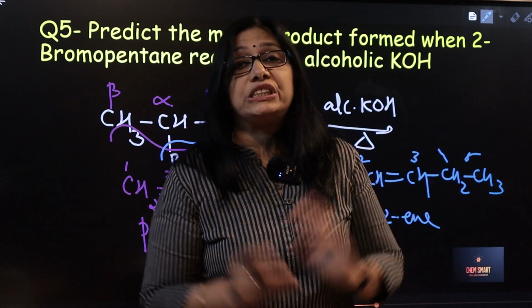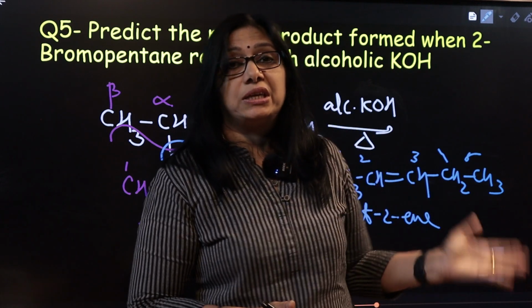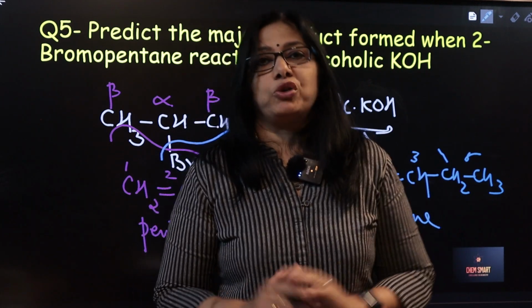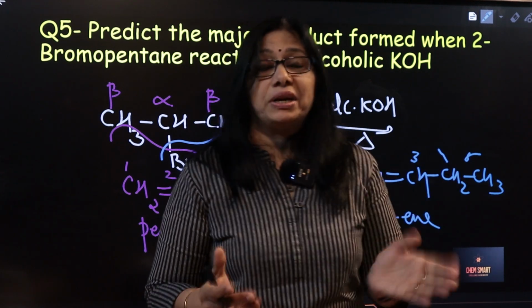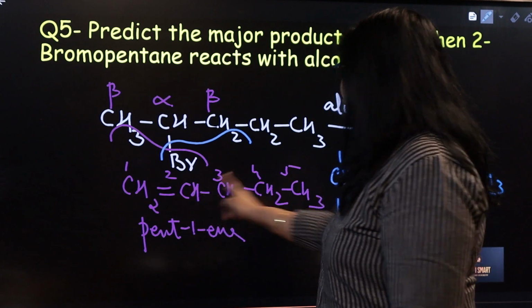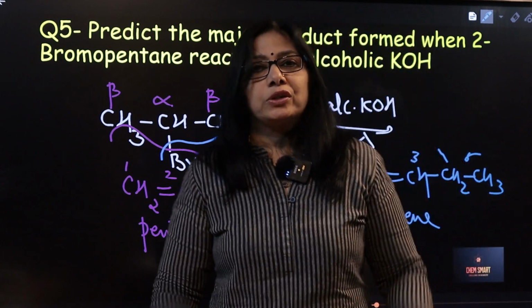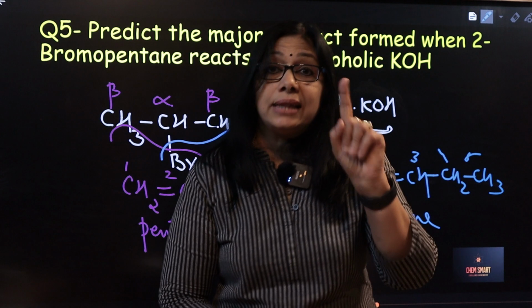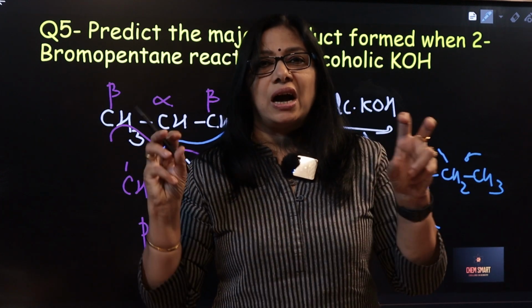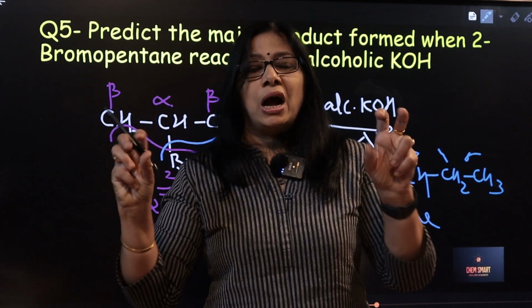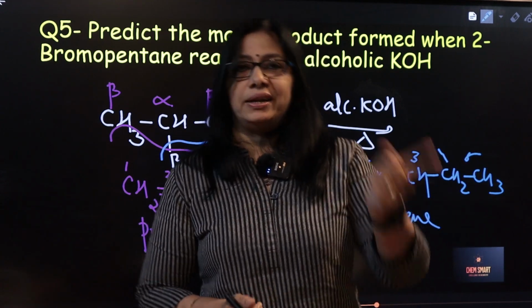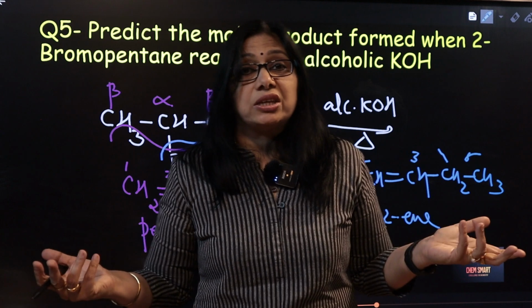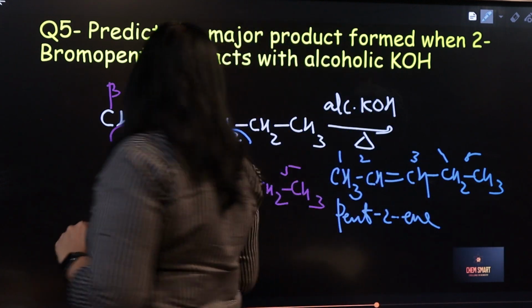How will we know which one is the major product? One is major, one is minor. You have to apply Saytzeff's rule. We have discussed it in one of the previous sessions. What is Saytzeff's rule? When different alkenes are possible through such an elimination, that alkene in which the carbon atoms holding the double bond are more alkylated will be the major product, and the other one will be the minor product. Saytzeff's rule. So let us compare.